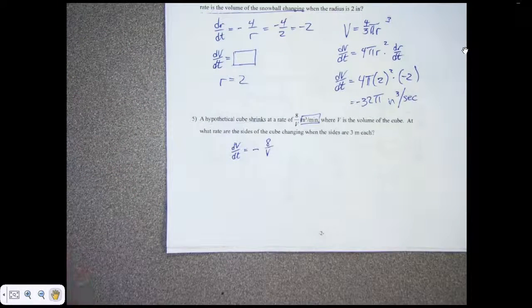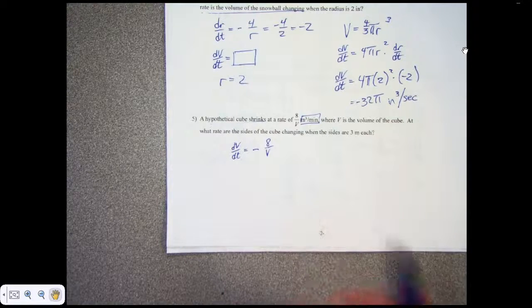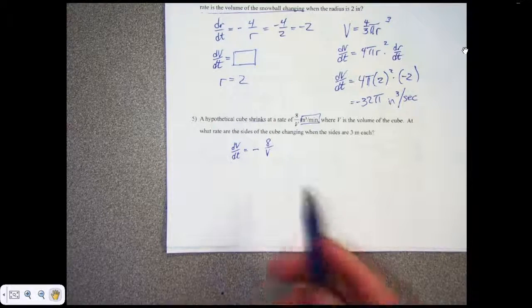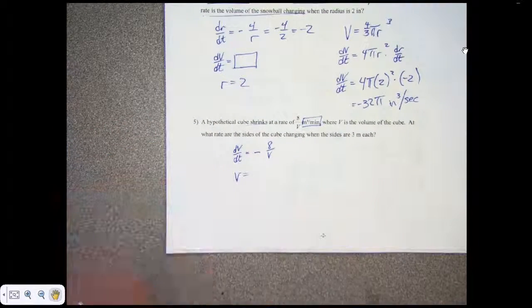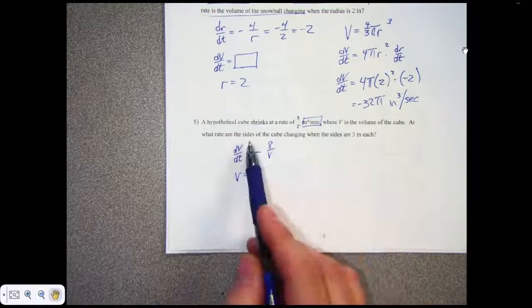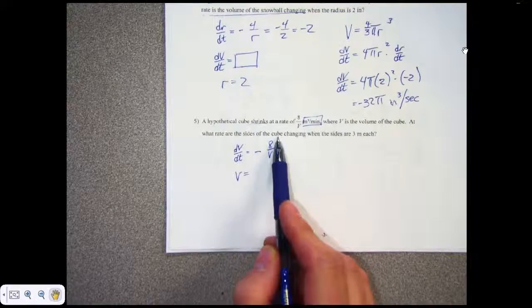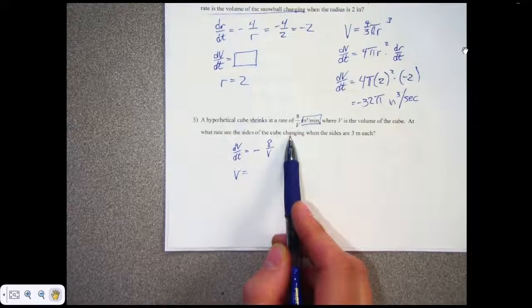So that's a problem that we're going to have to address eventually, because I don't know what v is at this point. I can get it eventually, but I don't know right now. Where v is the volume of the cube, so I'm going to put that v there just to make a note I'm going to need it. But what rate are the sides of this cube changing? If I call a side of the cube x, how would I write the rate at which that's changing?